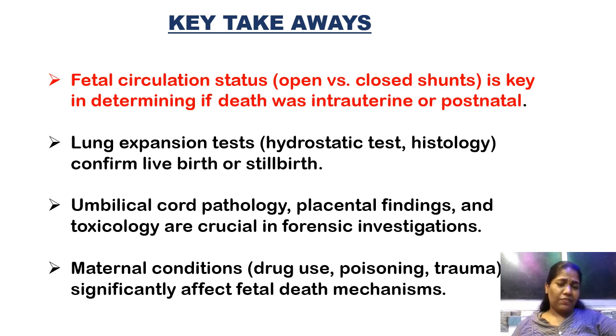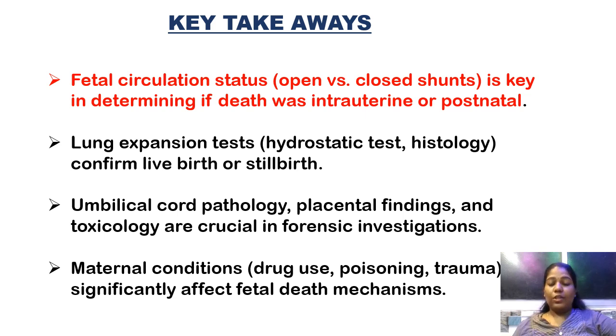So the key takeaways from the fetal circulation: from the status of the shunt, whether open or closed, we can know whether the death is intrauterine or postnatal. From some basic aspects like weight of the placenta and the timeline of the shunt closure, we can arrive at the approximate age of the fetus also. It acts as corroborative evidence, and lung expansion will confirm whether it's live birth or stillbirth.